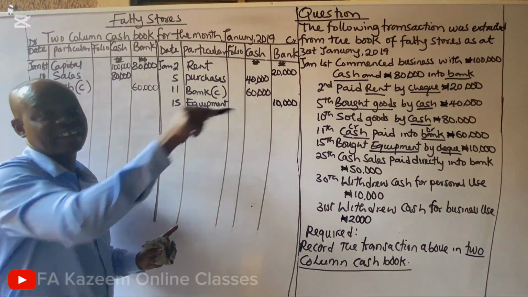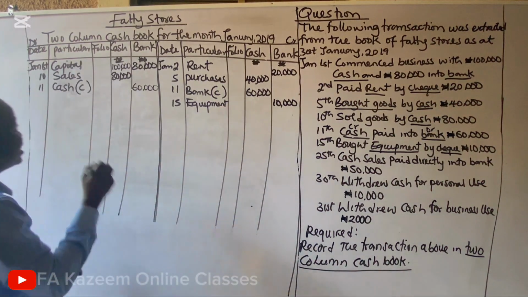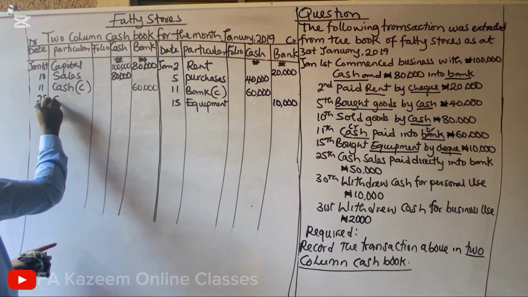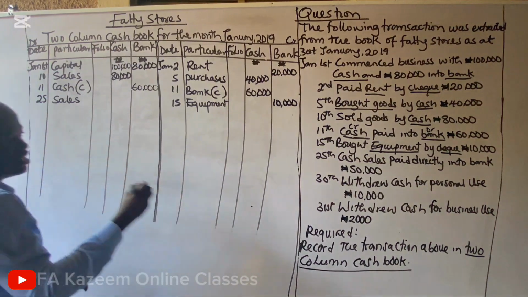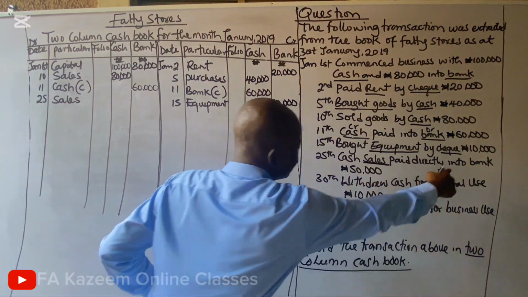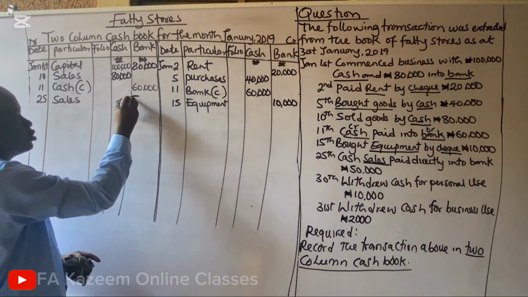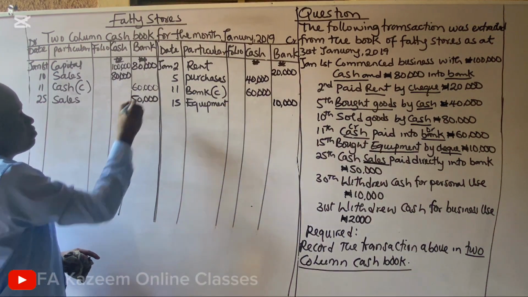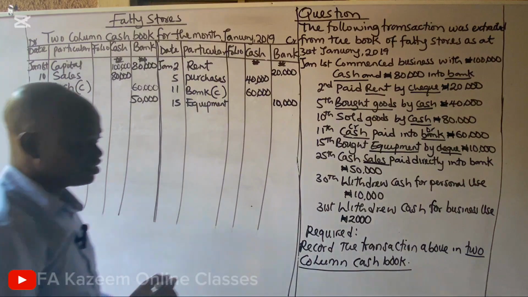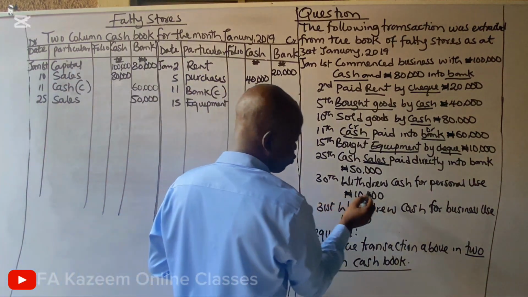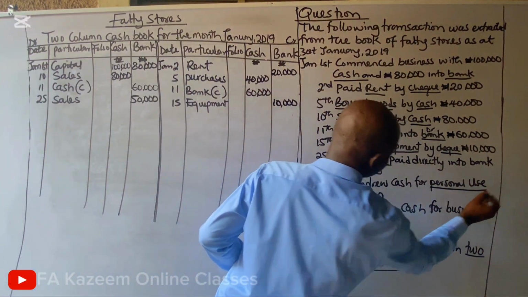The cashier did not keep any money at hand. The sales goes directly to the bank, and that's an inflow on the 25th. We are going to make the particular to be what? Sales. The sales is into where? Into bank as an inflow. How much? 50,000.